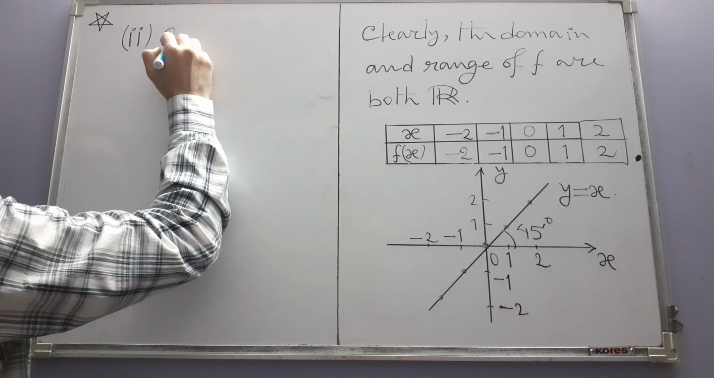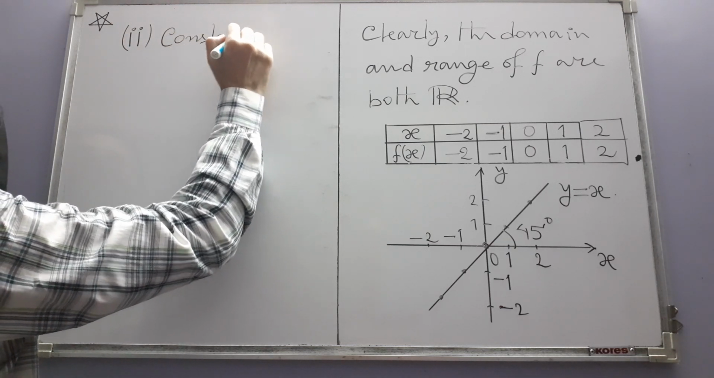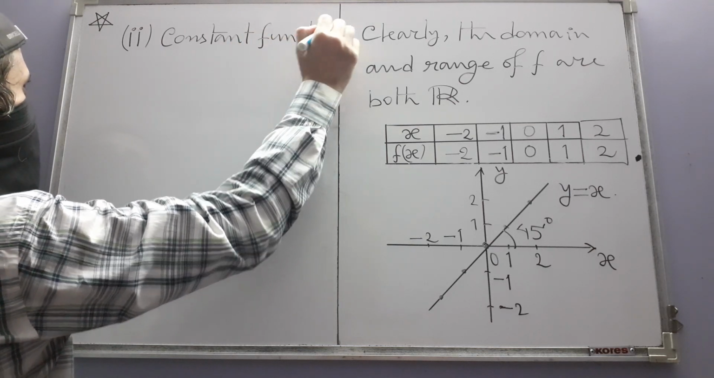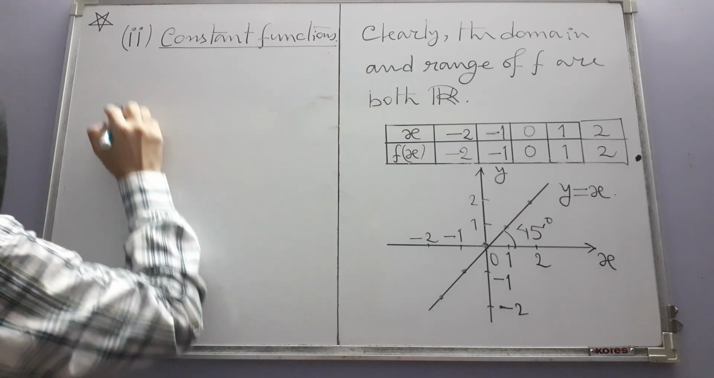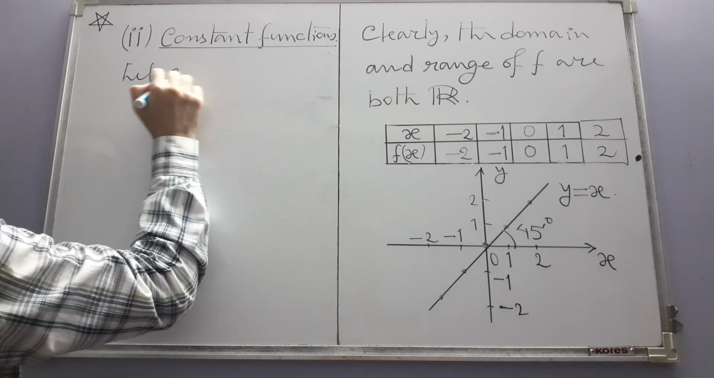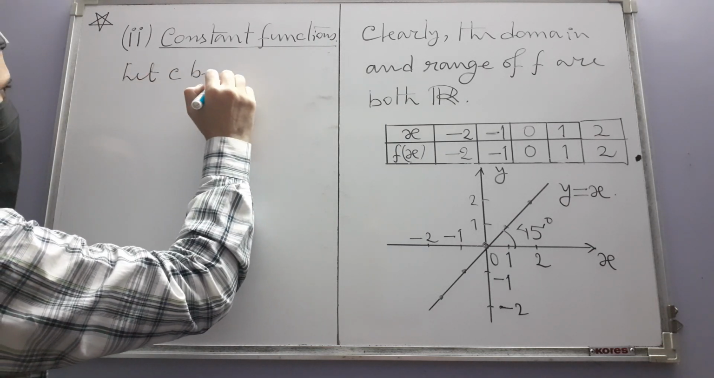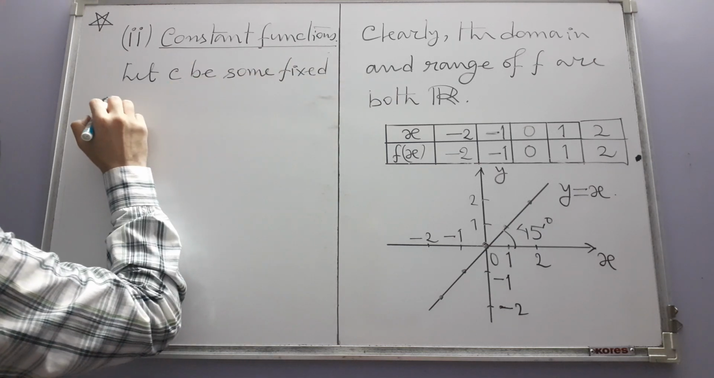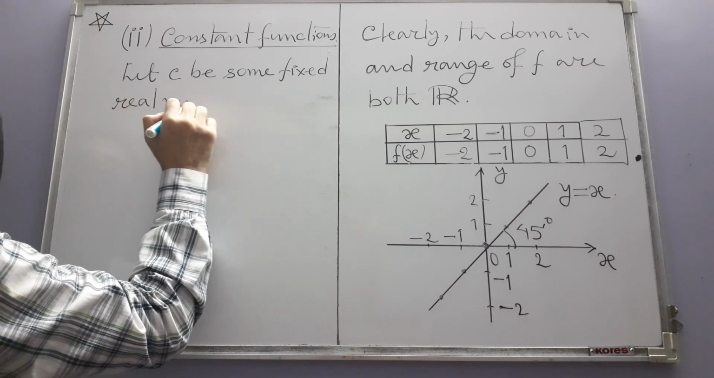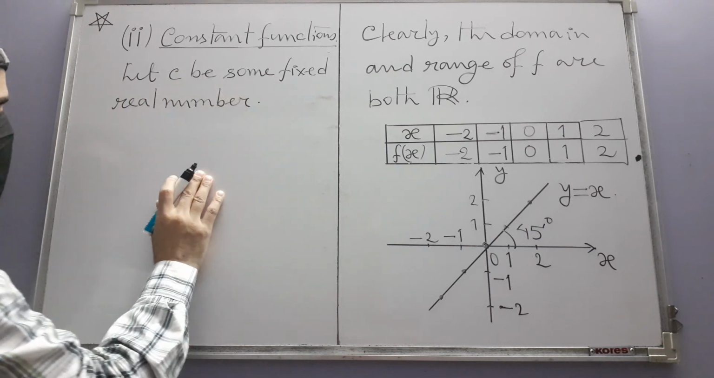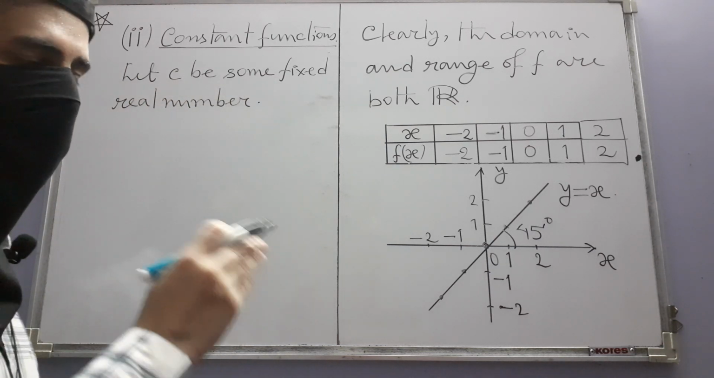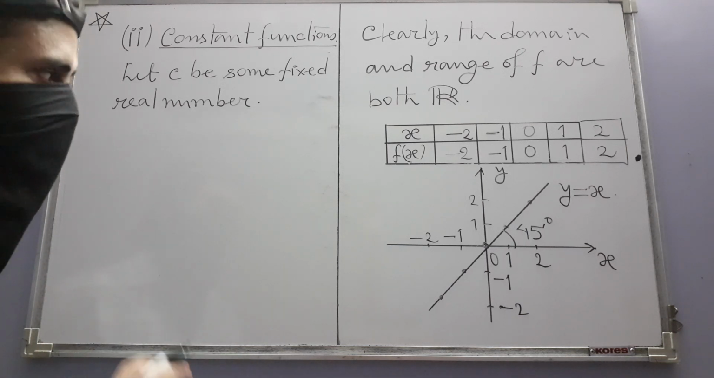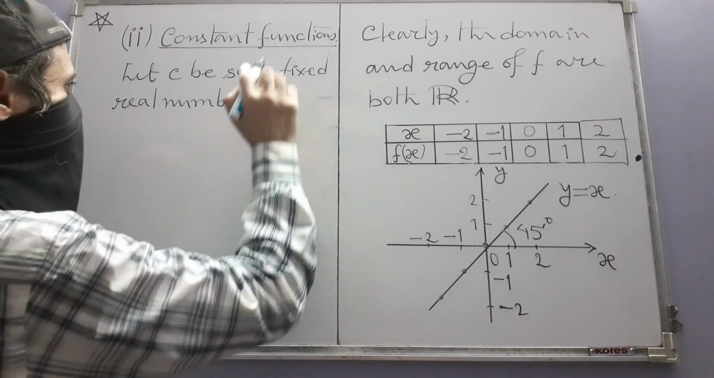And that's why we write constant functions. Let C be some fixed real number. C is arbitrary. You can take any real number in place of C, but once you choose such a C, it is fixed. It's not going to change once chosen.